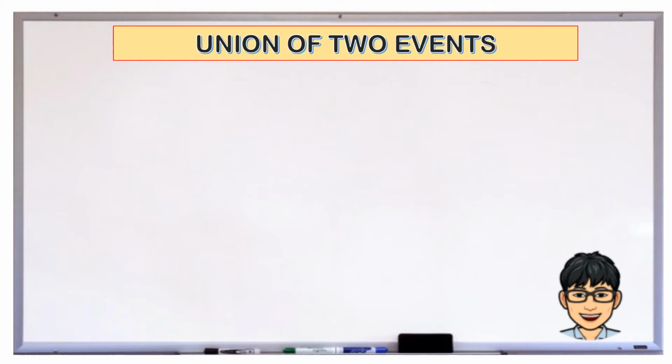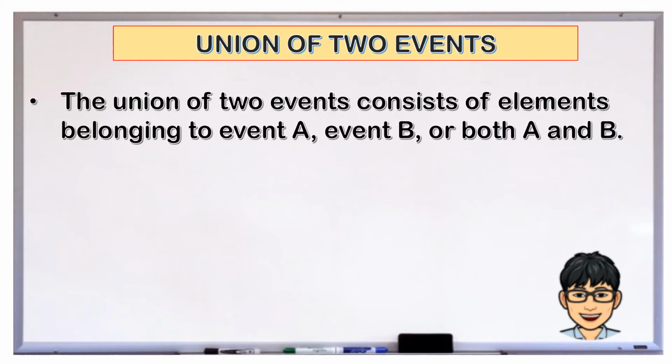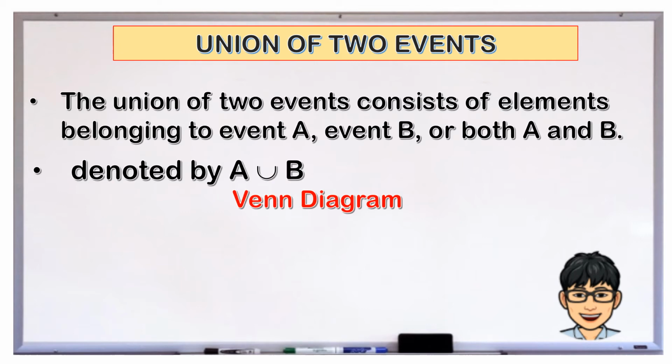Ngayon naman, punta tayo sa union of 2 events. According to this, the union of 2 events consists of elements belonging to event A, event B, or both A and B. And it is denoted by this symbol and can be read as A union B. Sa madaling salita, kapag kinuha natin ang union ng dalawa o higit pang events, pagsasamahin lang natin ang kanilang mga elements.